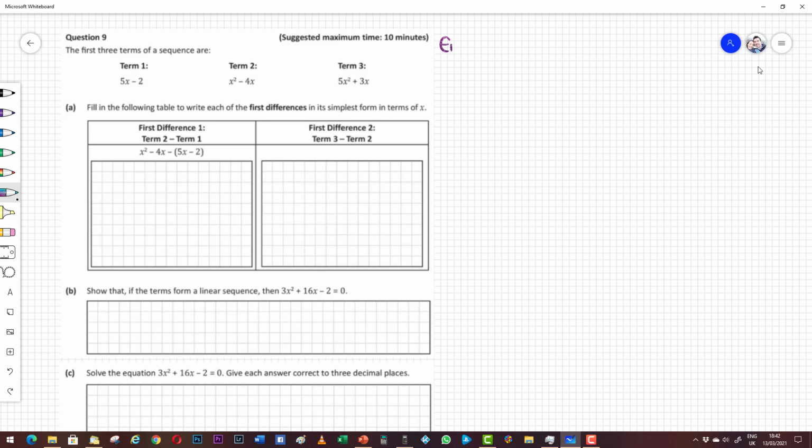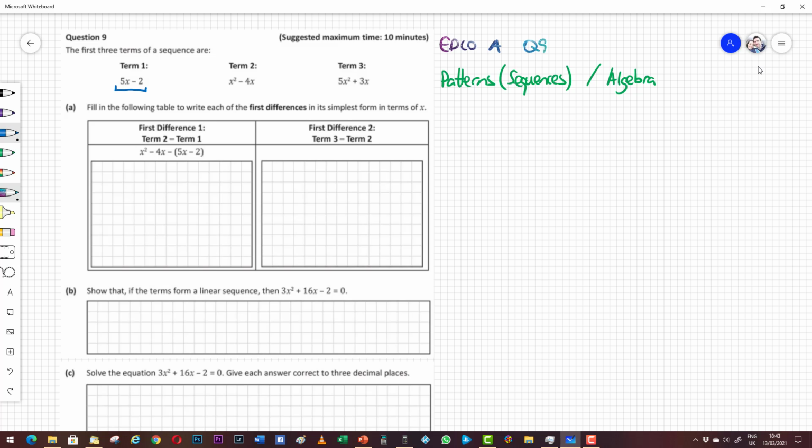So let's take a look at the Edco A paper. It's question 9, and this is a question on patterns. We can call patterns sequences. And there's also some algebra involved in this question. So we've been given 3 terms of a sequence.